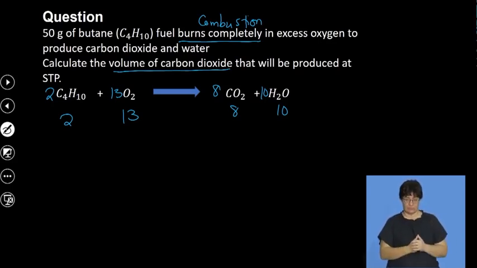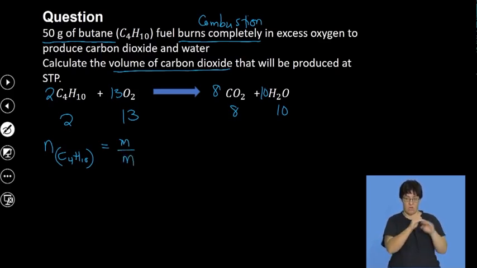So we ask ourselves, how many moles are present in 50 grams of butane? We know that moles of butane, which is C4H10, is equal to mass of sample over molar mass. The sample is 50 grams divided by the molar mass of butane. So it's 12 times 4, which is 48, plus 10, which is 58.